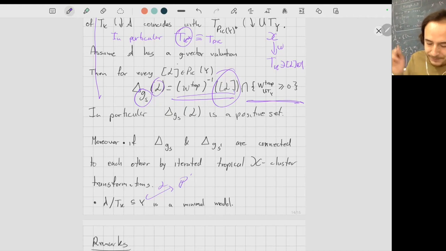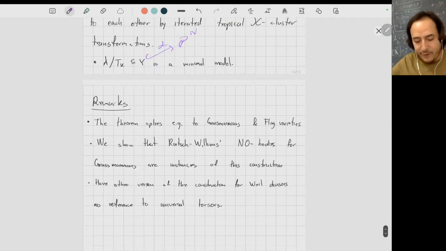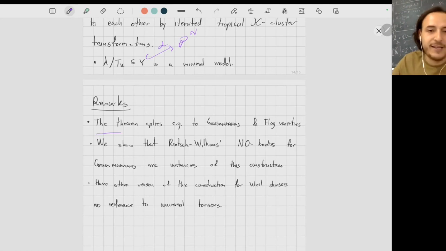The associated Newton-Okounkov body with respect to this valuation can be described in these terms, as a slicing of a cone by some space. In particular, we know how different Newton-Okounkov bodies associated to different valuations are related. They are related by very precise piecewise linear transformations that are iterated tropical X cluster transformations. That's the content of the theorem. Finally, this theorem applies, for example, to Grassmannians and flag varieties and maybe more.